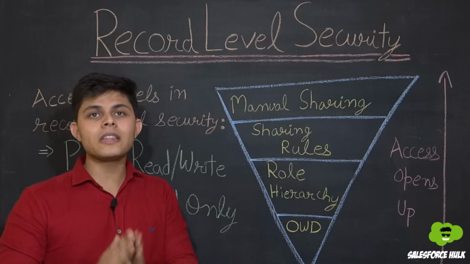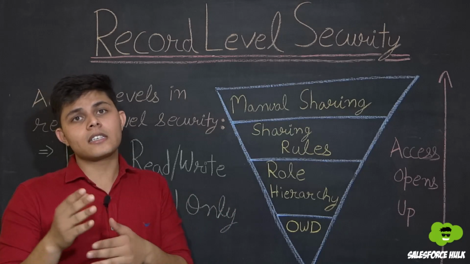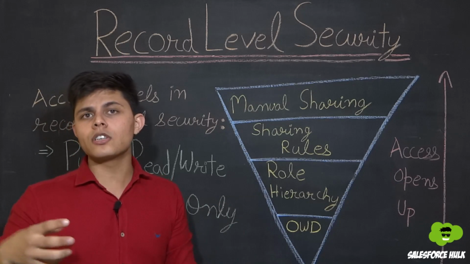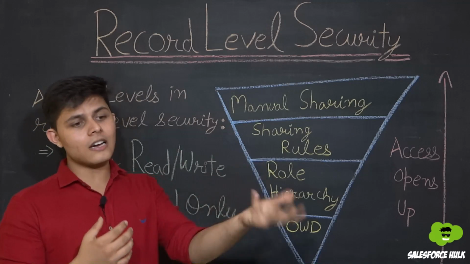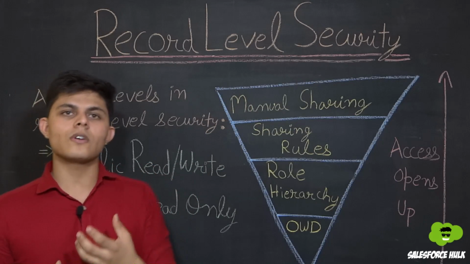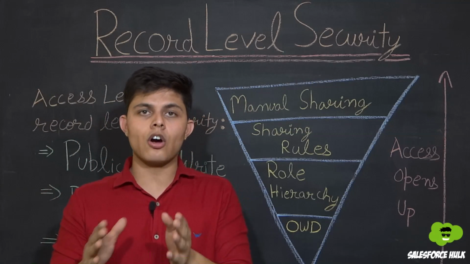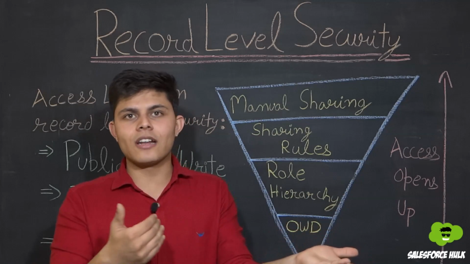And if you want to open the access for a particular set of users, then you can use role hierarchy. And if you can't do it using role hierarchy, then you can go for sharing rules. And if you can't do that using sharing rules, in that situation you can go for manual sharing, using which you'll be able to share a particular record or a particular set of records with a particular set of users with a particular access level.